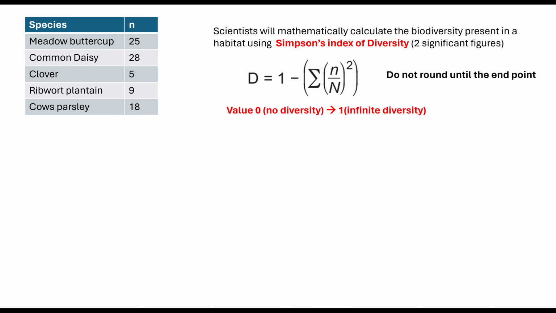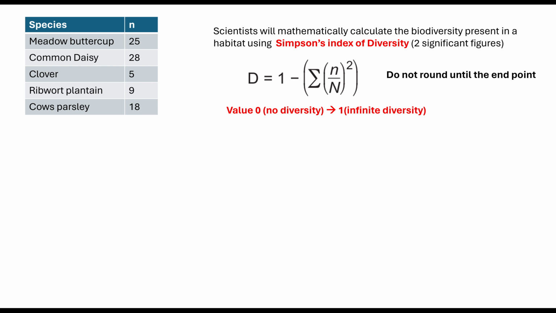So what we tend to do is we link the species richness and species evenness together in a mathematical calculation when we look at Simpson's index of diversity. So if we want to identify if the biodiversity present within a habitat is high or low, we would use Simpson's index of diversity, and we would normally round that to 2 significant figures.